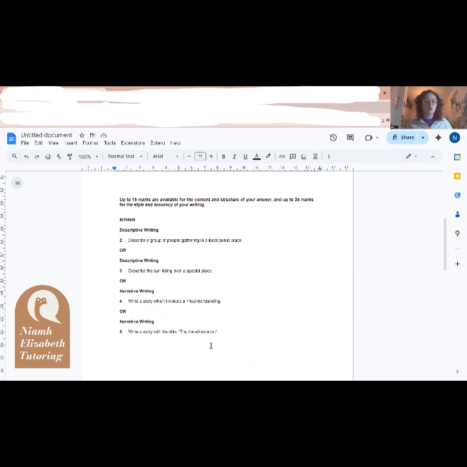So we're going to ignore these narrative writing ones. We've got question two or question three, descriptive writing, and these are from the Cambridge GCSE, but you do a similar type of writing in Edexcel and in AQA. So, describe a group of people gathering in a local public place. Describe the sun setting over a special place.